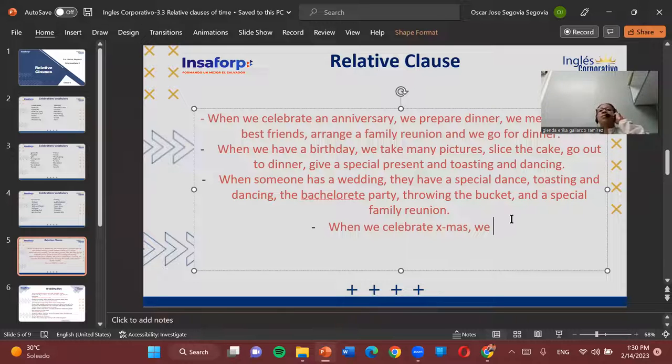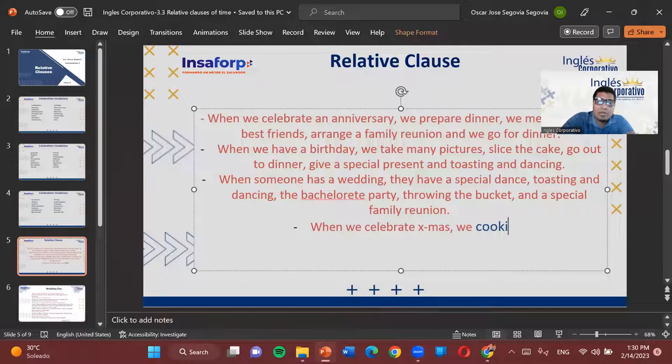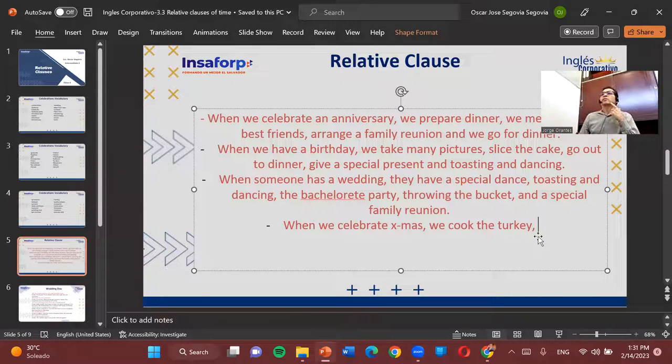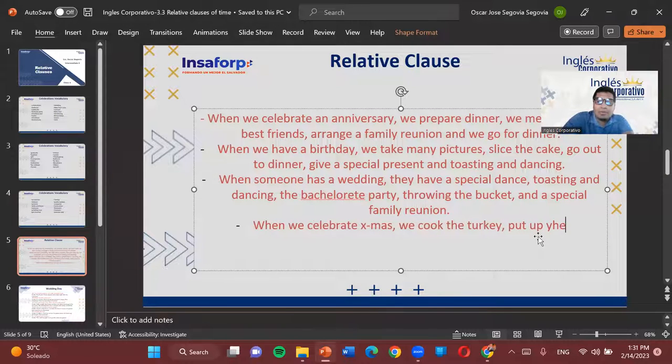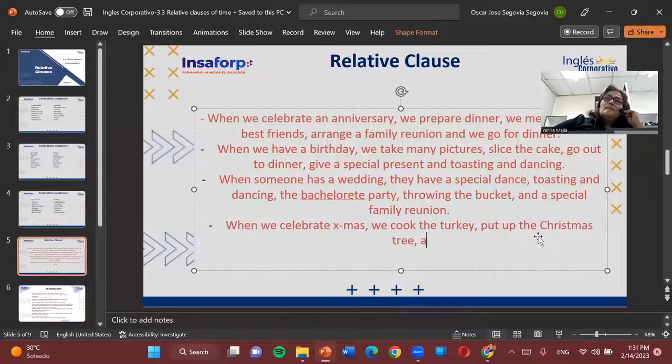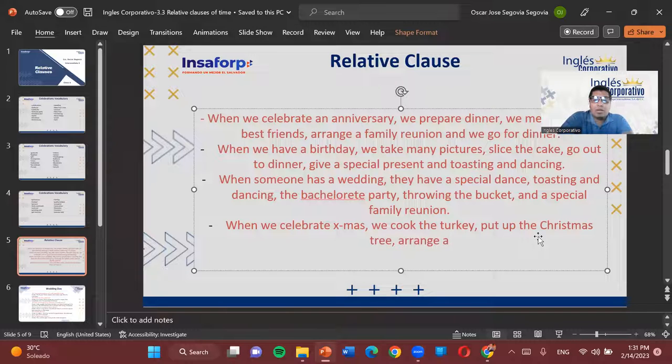A ver. Cooking the turkey. Okay, we cook. We cook and what? ¿Qué más era, Glenda? Oh, cocinar el pavo. Cooking. Oh, yeah. We cook the turkey. Yeah, that's something very common. So we cook the turkey. What else do we do? The Christmas tree. Mm-hmm. Put up the Christmas tree. Okay, so put up the Christmas tree. What else do we do on Christmas? Arrange a special dinner. Okay, arrange a special dinner.